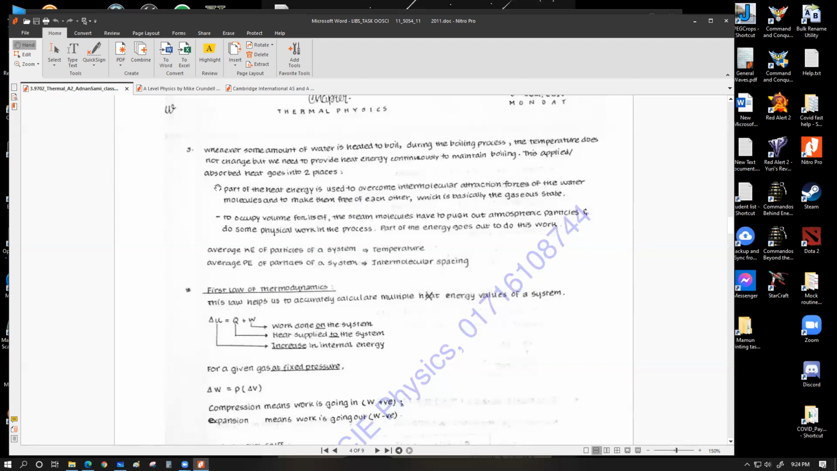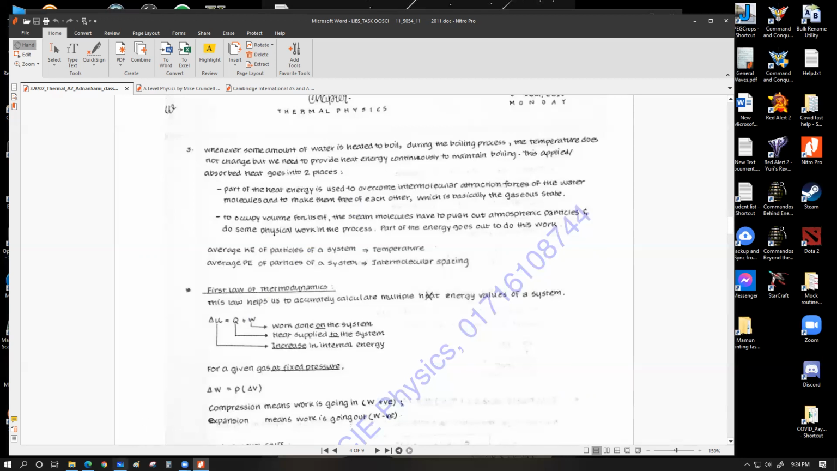This applied or absorbed heat energy goes into two places. Part of the heat energy is used to overcome the intermolecular attraction forces of the water molecules to make them free of each other, which is basically the gas state. To occupy volume for itself, the steam molecules have to push out atmospheric particles and do some physical work in the process. Part of the energy goes out to do this work.